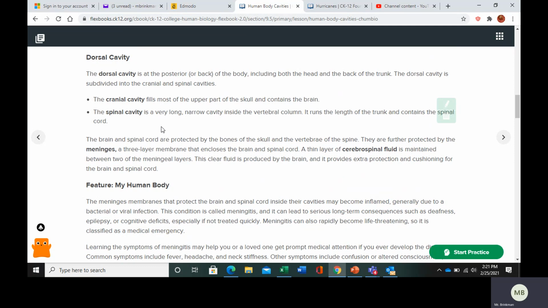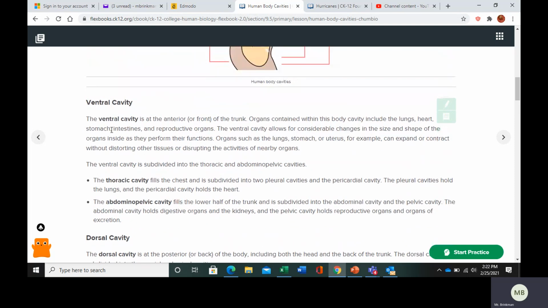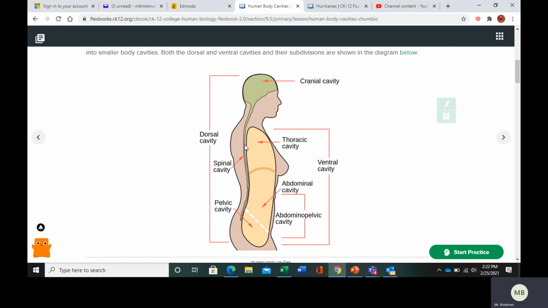All right, now let's look at the dorsal cavity. The dorsal cavity is at the posterior or back of the body, and it also includes the head and the back of your torso. It is subdivided into the cranial and spinal cavities. Cranium is another word for head, so the cranial cavity is the cavity inside of your head. It is most of the upper part of the skull, and it contains the brain. The spinal cavity contains your spine. It's very long and very narrow, and it is inside the vertebral column because the vertebrae protect the spinal cord. Here's the cranial cavity. Here is the spinal cavity.